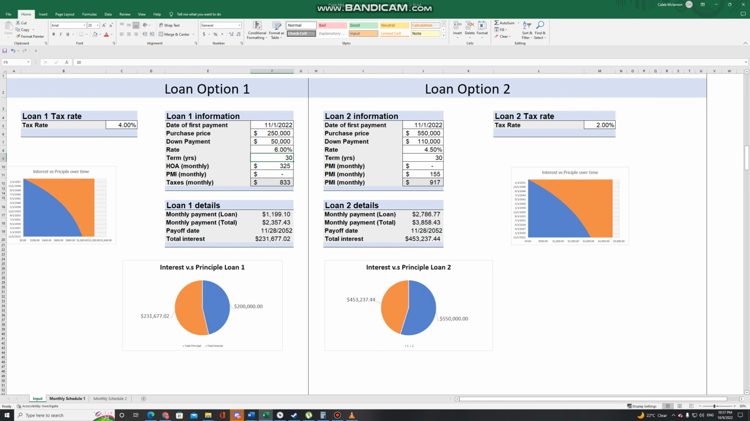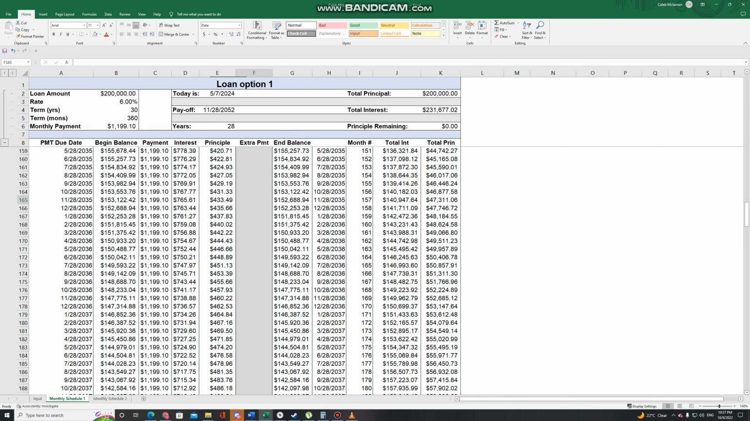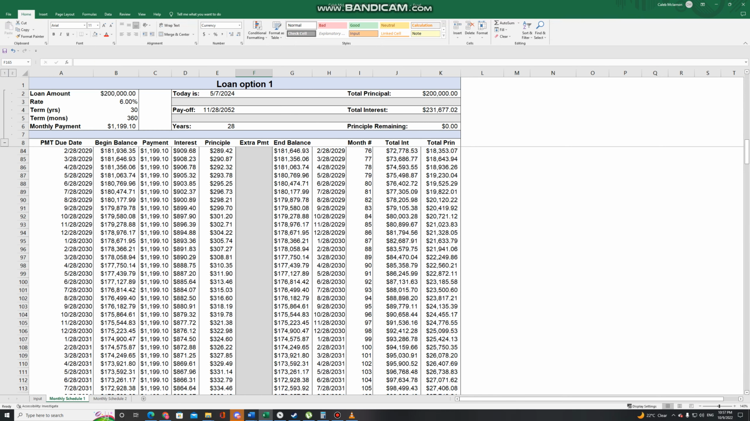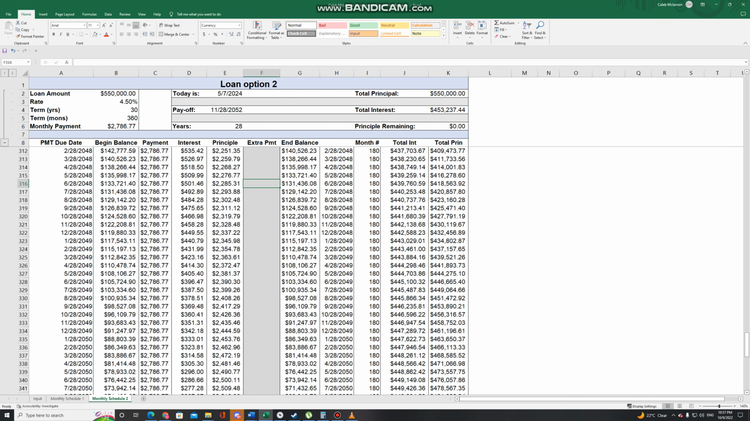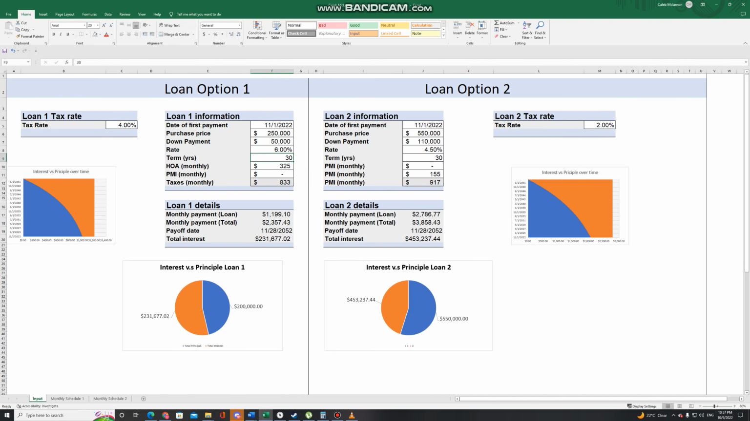But why I did it this way is because if you add, let's say, a substantial down payment, as you can see, the payoff date here changes to reflect that. So I have two of these tabs here, mainly just for comparative purposes.